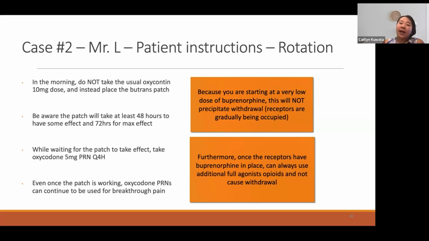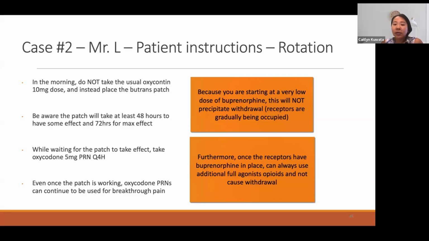And while we're waiting for the patch to take effect, it's okay for him to use his oxycodone 5 milligrams PRNs to get him through this period of loading up the patch into his system. And it's also important to know that even once the patch is fully working, if he feels he needs to use a PRN, oxycodone, he can. Just like if he was on OxyContin and felt he needed a PRN, he can.